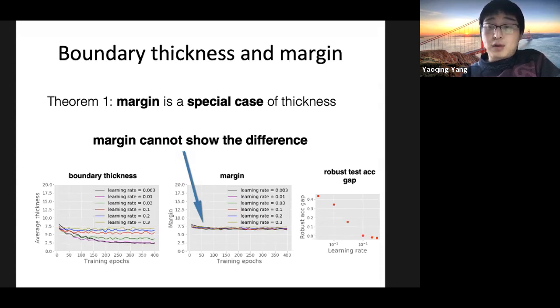However, if you look at the margin, clearly there's no such difference because all of these curves are sort of similar to each other.